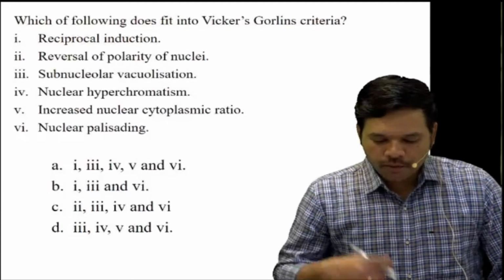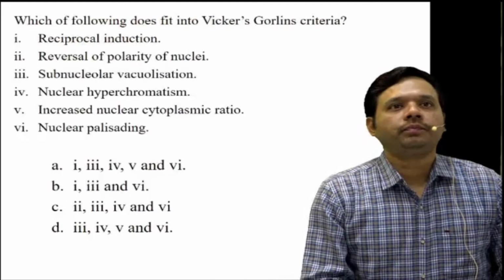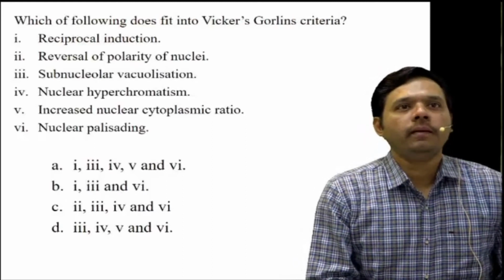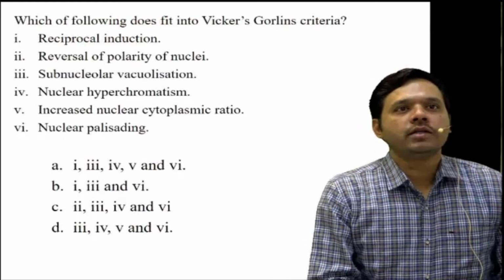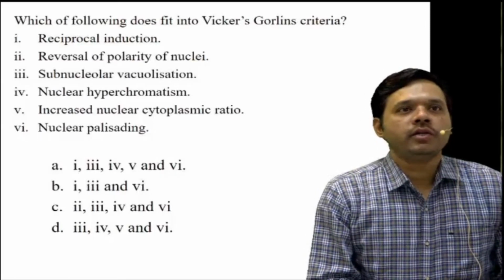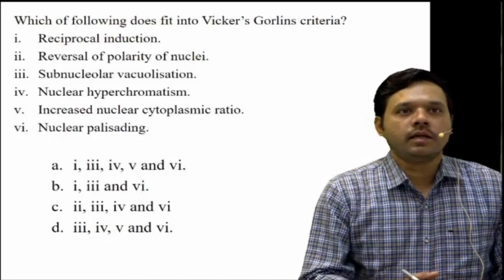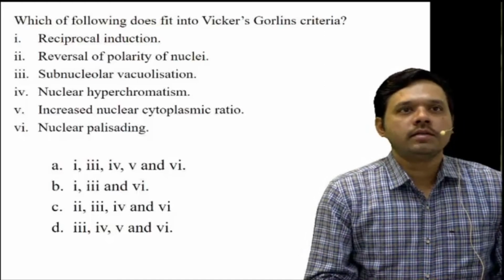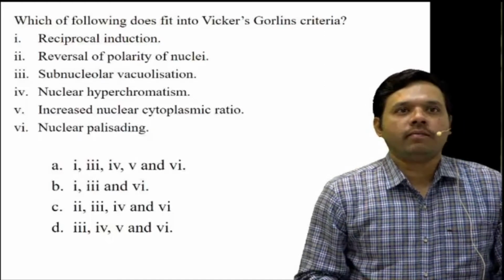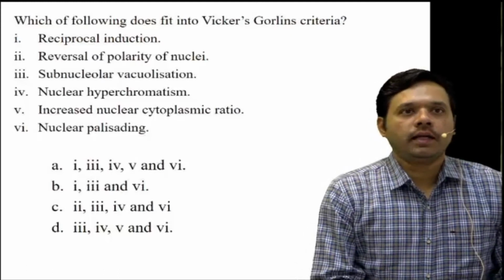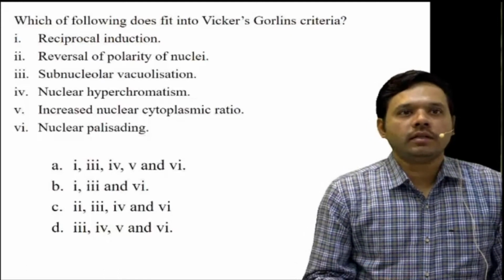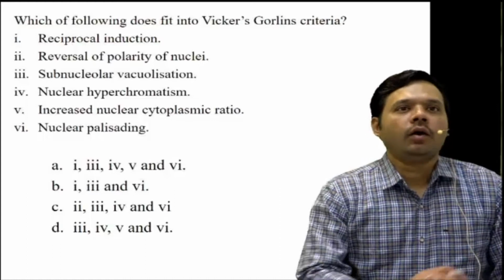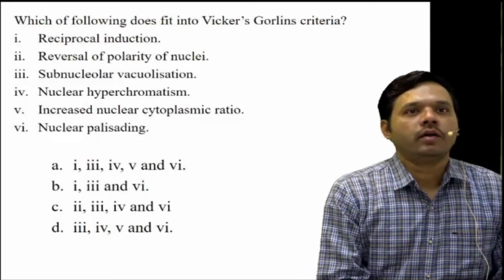The question's options are reciprocal induction, reversal of polarity of the nuclei, subnuclear vacuolization, nuclear hyperchromatism, increased nuclear cytoplasmic ratio, and nuclear palisading. There are 6 things here, and out of these, 4 options are given as probabilities. For example, option A says that all of these are seen in the Vickers-Garlin criteria.